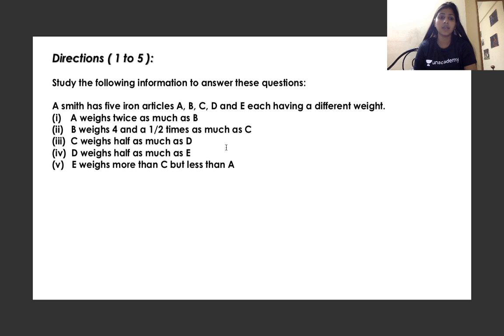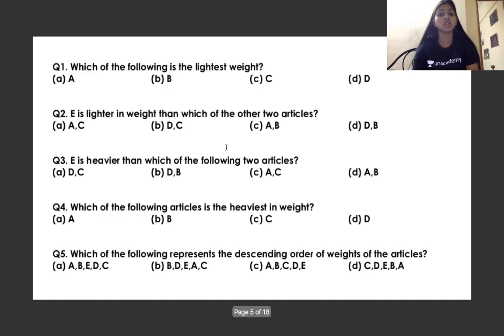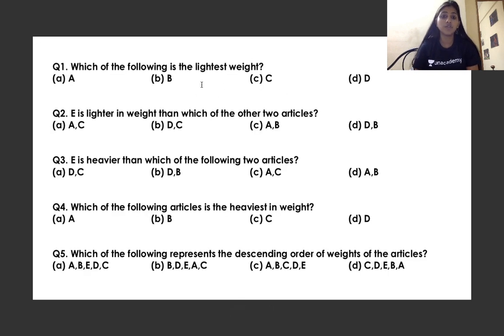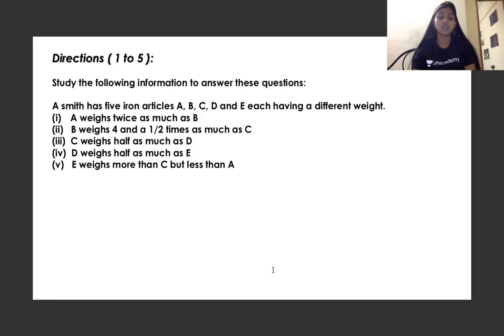So a smith has 5 iron articles A, B, C, D, E, each having a different weight. So just take this information in the form of equations and then you can use it to find out which of the following is the lightest weight. E is lighter than which of the 2 articles, E is heavier than which of the 2 articles, which article is the heaviest, and the decreasing order of weight. You have to arrange them as well. Okay, so use the information, first have the arrangement, then easily we can answer all the questions.